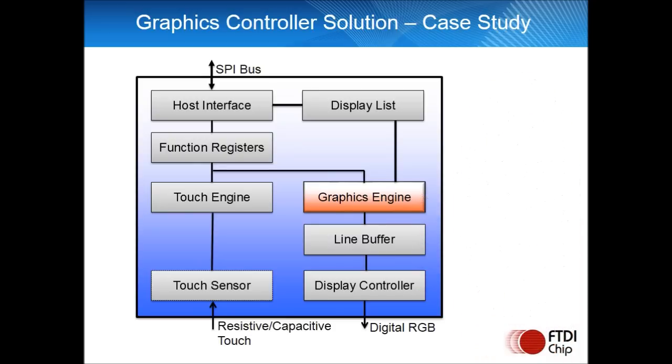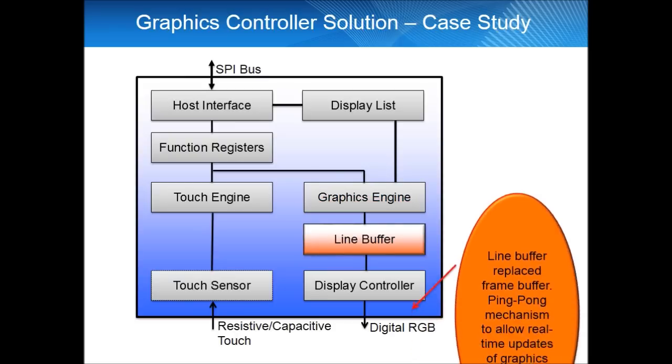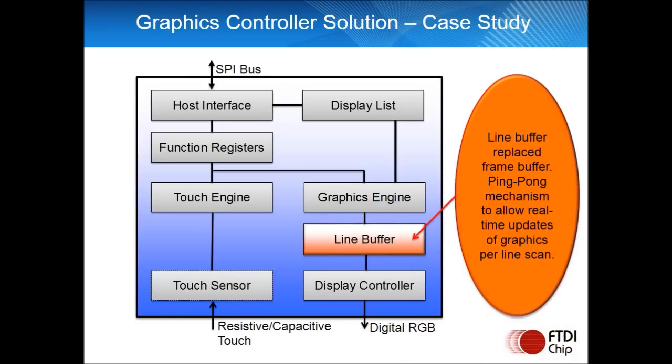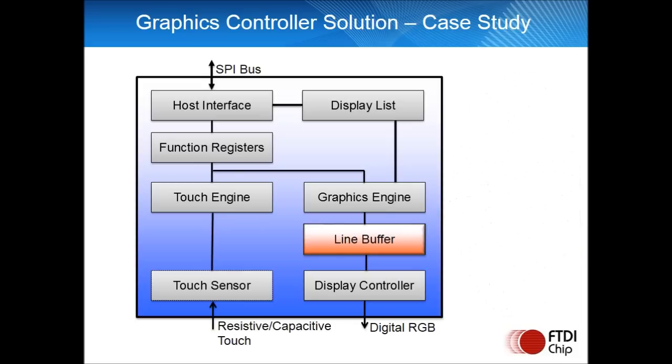The graphics engine executes lines, points, rectangles and graphs, as well as alpha blending, shadowing and anti-aliasing operations without microcontroller involvement, allowing significant reductions in memory requirements.